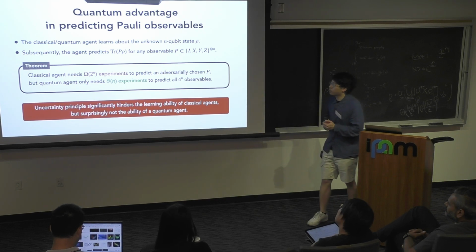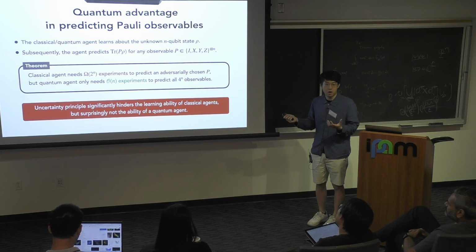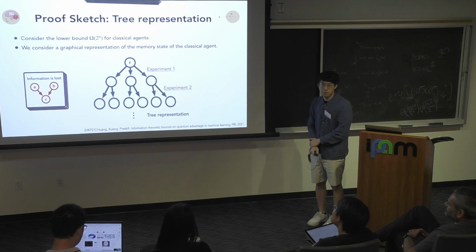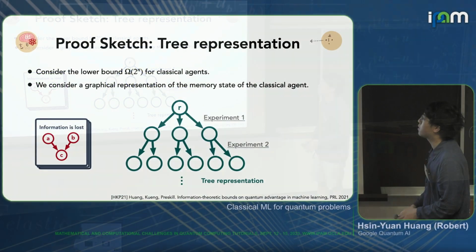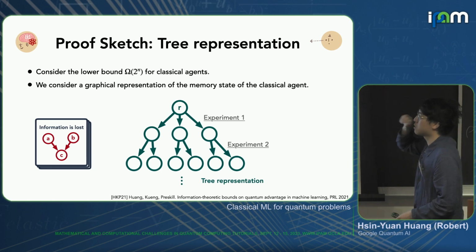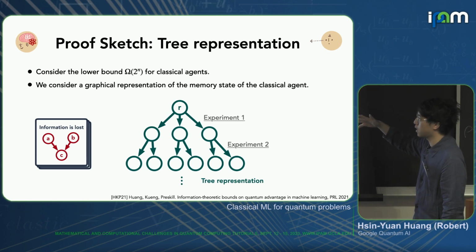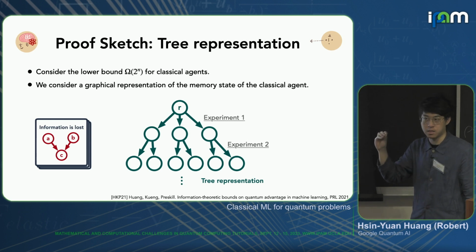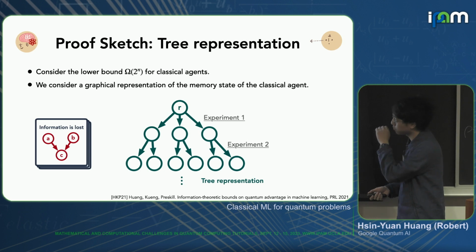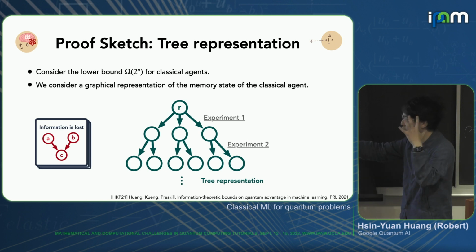Okay, so if there are no more questions, now I would like to talk about how one establishes this theorem, which uses some new ideas from learning theory. In particular, I'll be focusing on proving the lower bound for classical agents. And the key idea is to consider the following graphical representation for how the memory state of the classical agent transitions. So at the starting point, let's say the classical agent's memory is represented by a root node R.